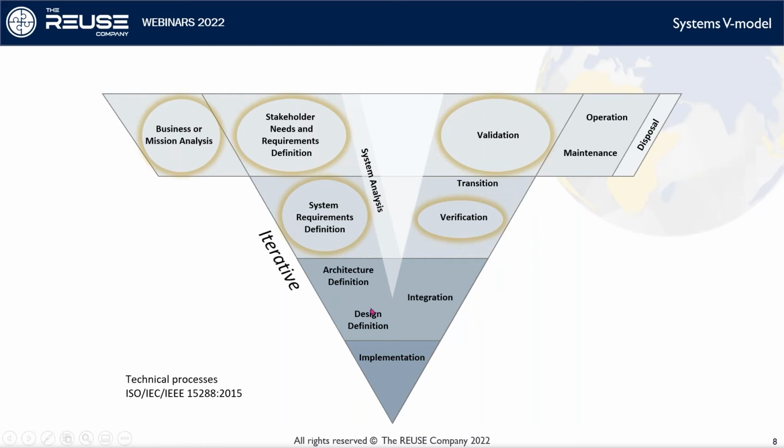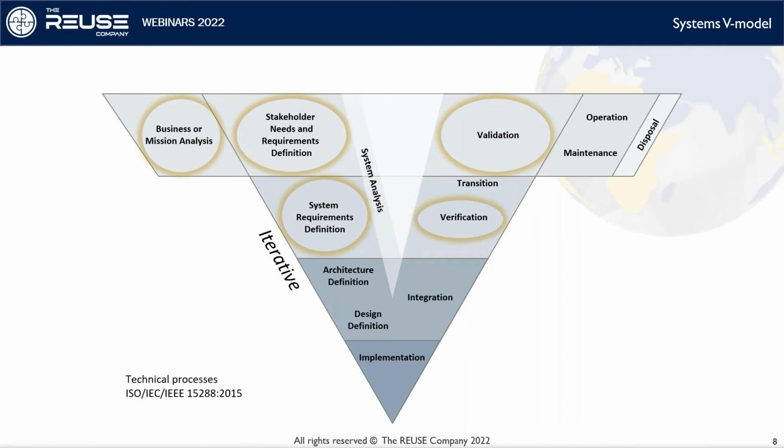We could also mention that this model is iterative. It's definitely not so that you do one thing and finish off with that before continuing on, because we're iterating constantly throughout the whole model. So we're going back and forth and up and down in these different processes.